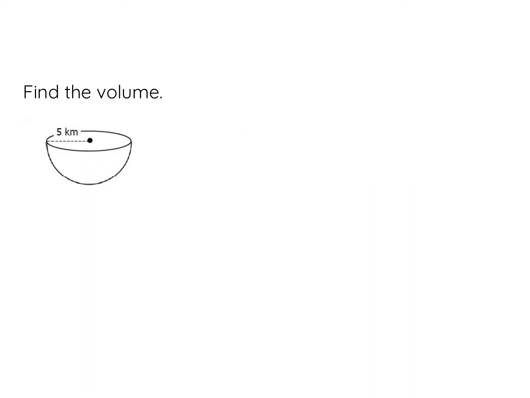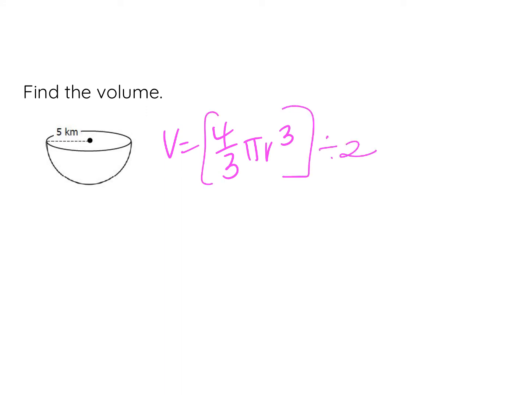Okay, now here we have a hemisphere, which is just, again, a fancy word for half of a sphere. So if I was going to find the volume of this, I could just use my 4/3 pi r to the third, and then take that and divide it by 2. You could also just do 2/3 pi r to the third, but that's remembering a separate formula, so I think it's easier to just do the sphere formula, which is the 4/3 pi r to the third, and then divide that by 2.